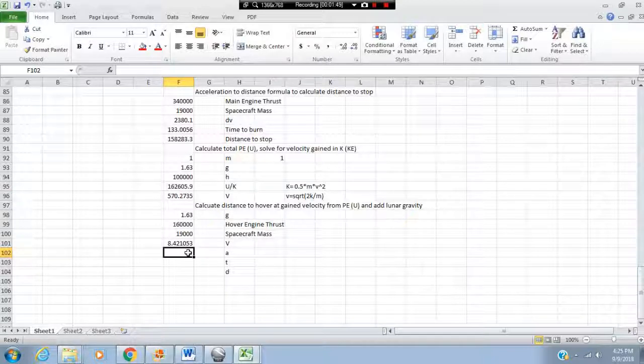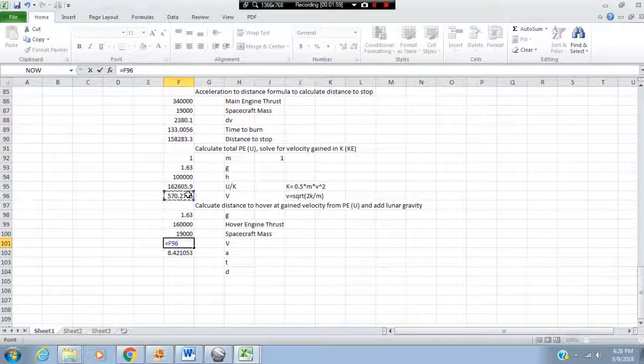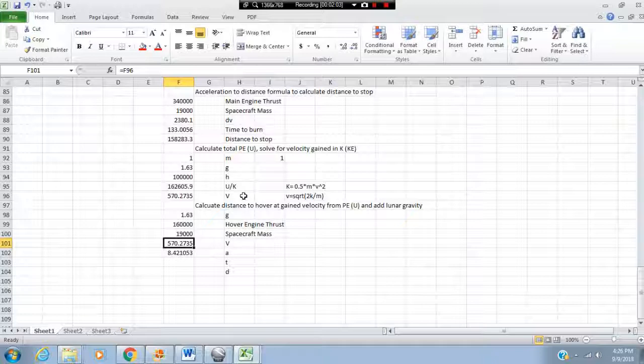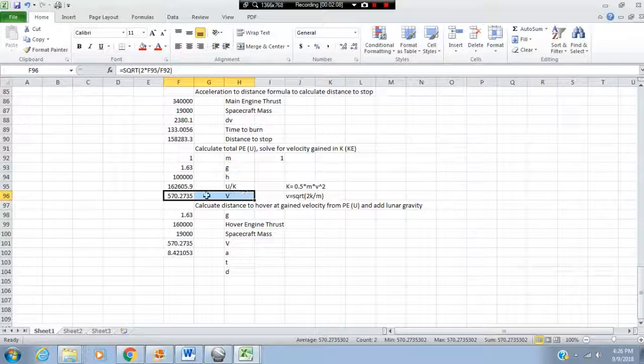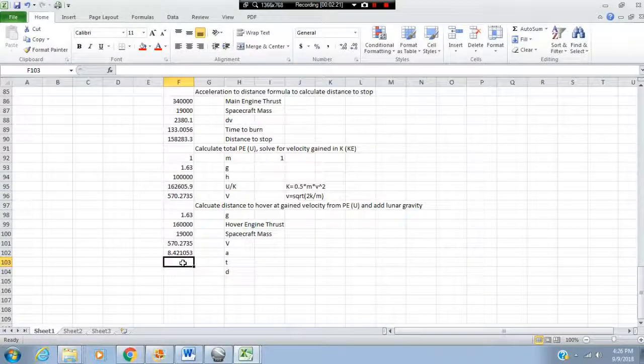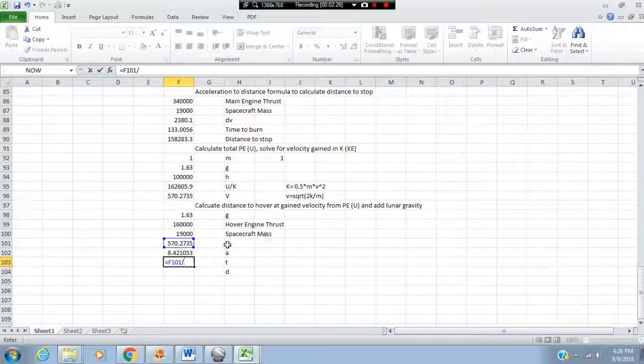Okay. So next we need the velocity. That's acceleration. We need the velocity to kill, which would be that. It's actually going to be slightly less than that because we need to stop before we slam into the surface. This will be the number, the speed that we will hit if our hover engines refuse to light. That will be the speed that we crash into the surface with.